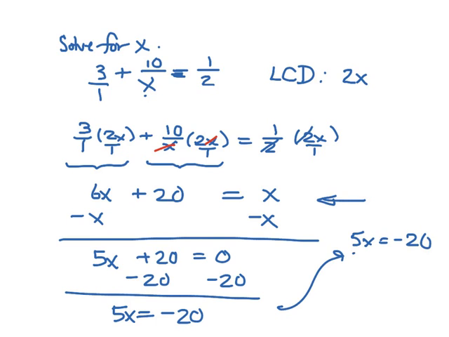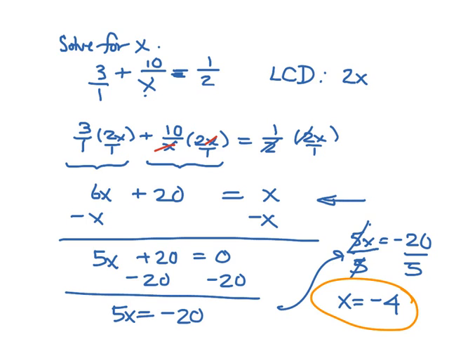To get x by itself, and I want x to have a coefficient of 1, I'm going to divide by the coefficient on both sides. 5 cancels, so I simply get x equals negative 4. And that's my final answer.